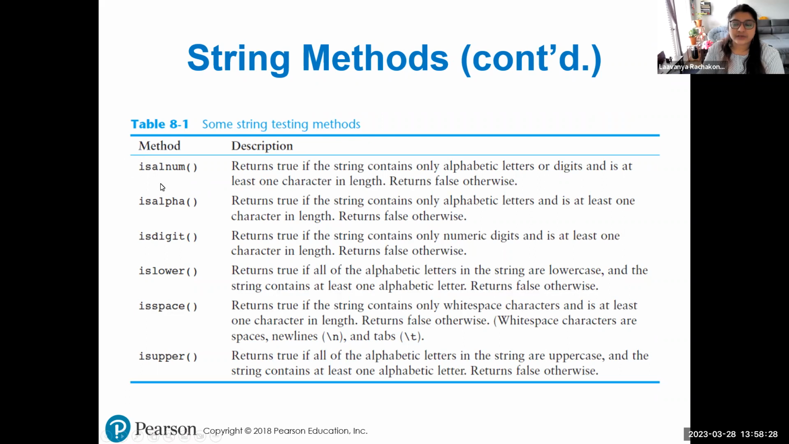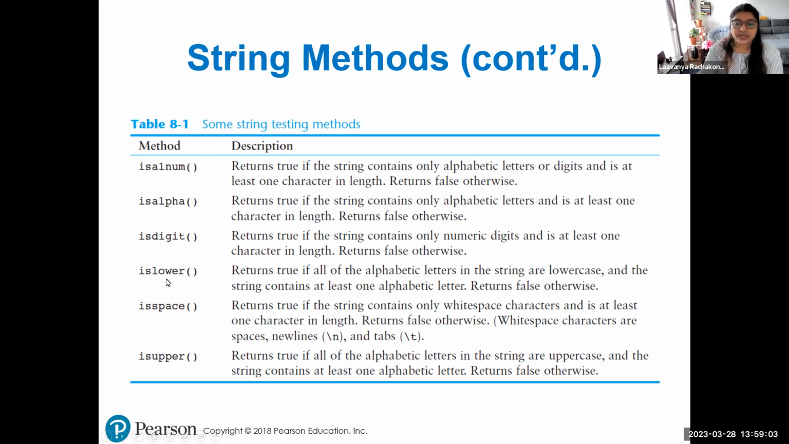This will return true if your string has alphabets or digits, and it must be at least 1 character in length, otherwise there is no point in checking, right? If your string has both alphabets and numbers, then this will return true, otherwise it will return false. Next is isalpha. If your string has only alphabets, then you use isalpha. If your string has only digits, then you can use isdigit.